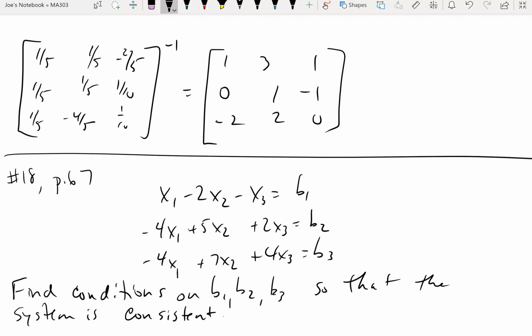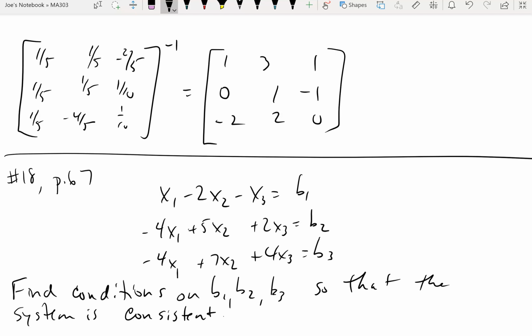So if we write this in matrix form, the first row is what? 1, negative 2, negative 1. Second row would be negative 4, 5, 2, so on down the line. If this matrix is invertible, does it matter what we put on b1, b2, b3? No. We already know that, right? If the coefficient matrix for the system is invertible, then there aren't any conditions that we have to worry about for the b1, b2, b3. Okay? So the issue becomes what happens when it's not invertible.